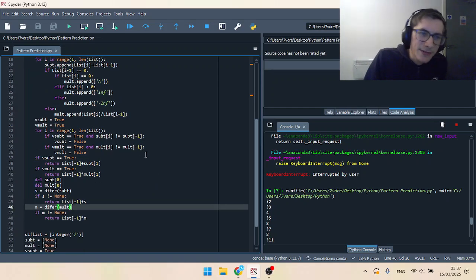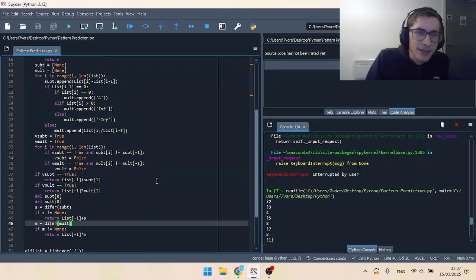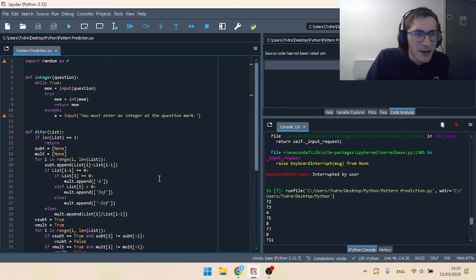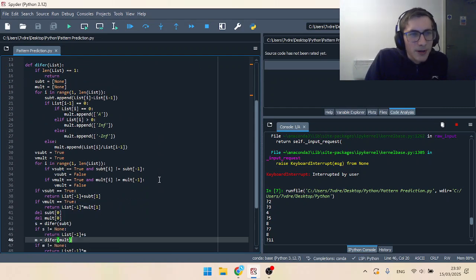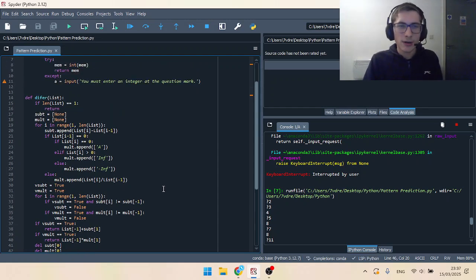Those sorts of sequences are going to be quite interesting. But as I've shown you, this program doesn't work for everything.